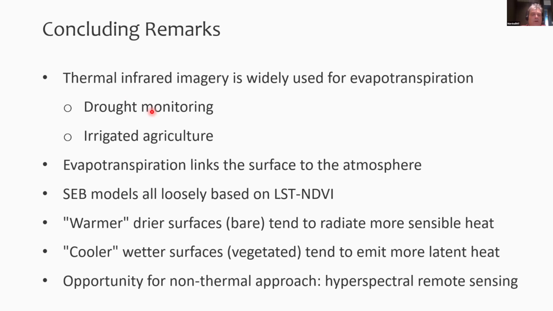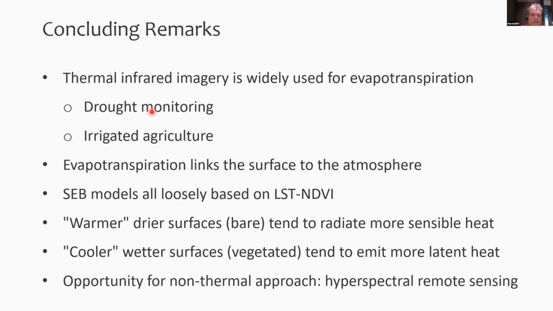SEB models are all basically relying on this trade-off between, let's say, land surface temperature, which is indicative of sensible heat, and NDVI, which is indicative of latent heat. And essentially warmer, drier surfaces, bare soil, urban, tend to radiate more sensible heat, leading to less latent heat, and cooler, wetter surfaces, vegetated surfaces, conversely emit more latent heat and less sensible heat.